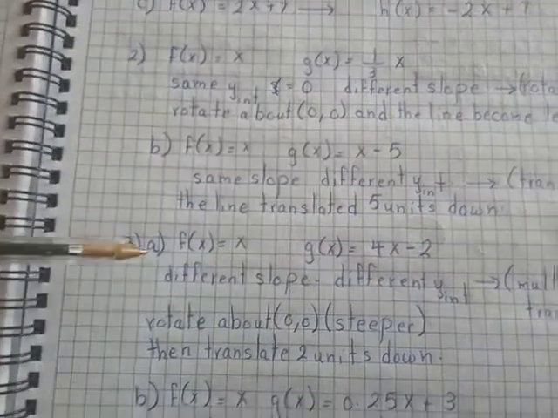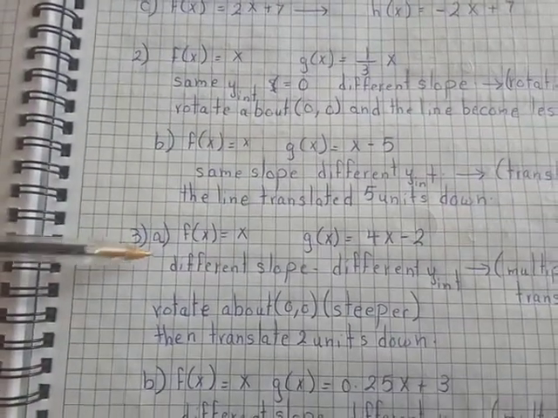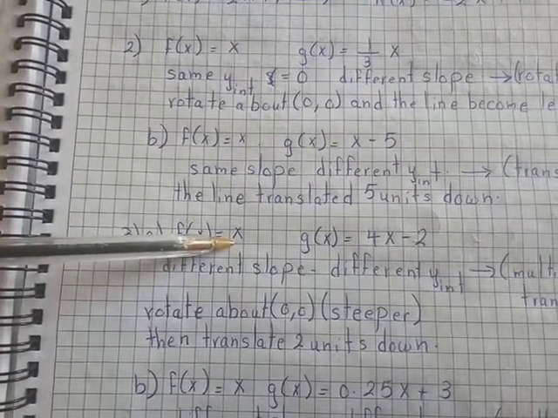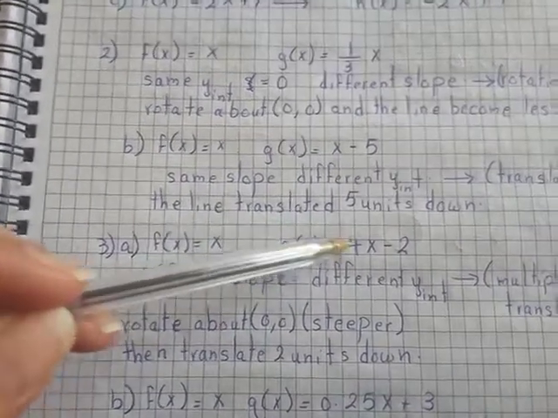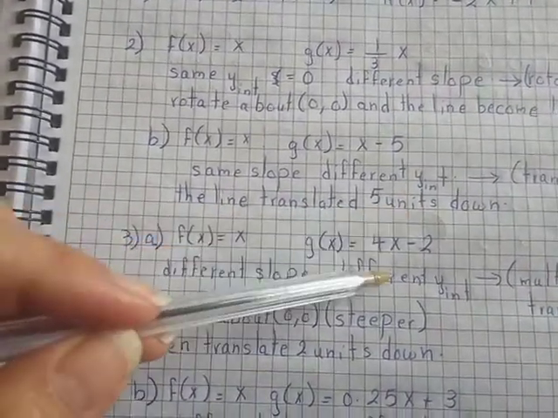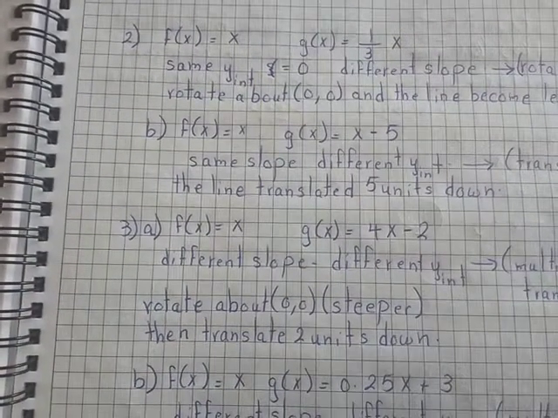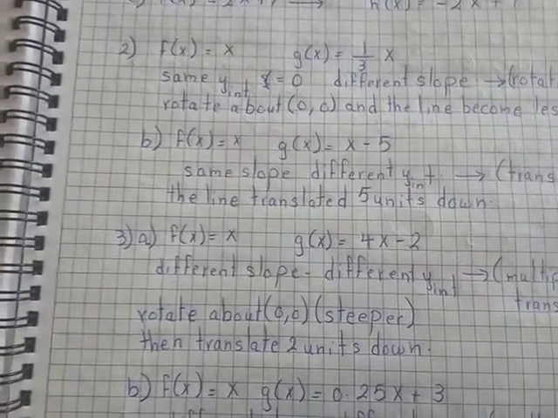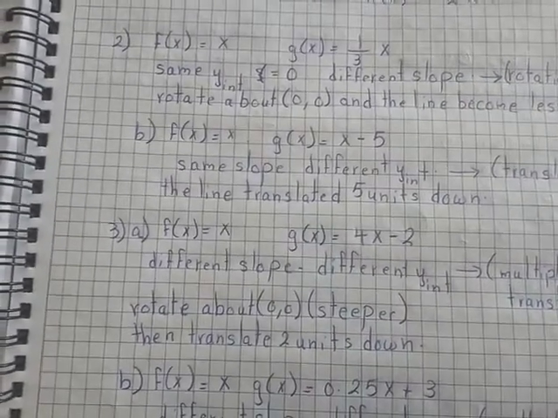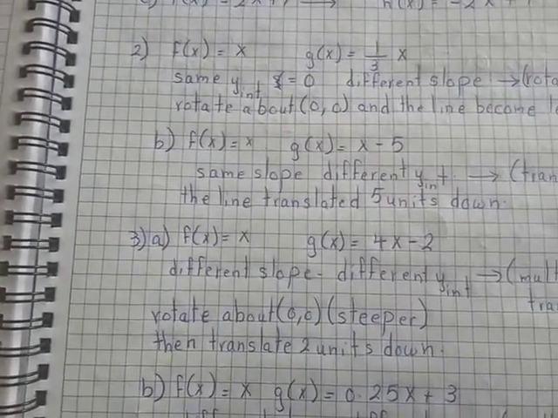Okay, the third question here: f(x) equals x and g(x) equals 4x minus 2. Here we have different slope and different y-intercept, so we have multiple transformations. We will do more than one. We will rotate and then we will translate.